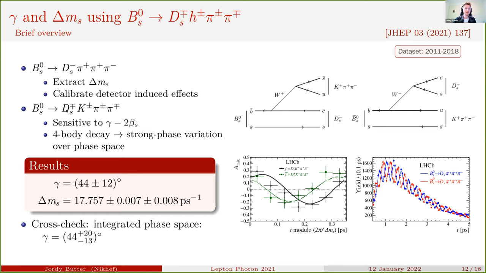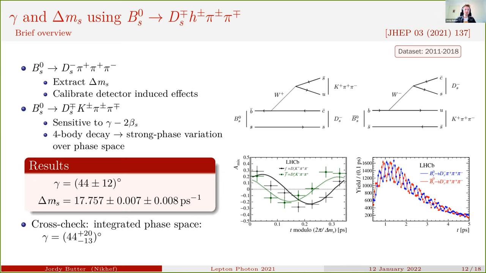This is actually what we use to extract gamma, because it's sensitive to gamma minus 2 beta s. As you can see in the right two diagrams, they both decay to the same final state, and because of Bs mixing, they will interfere with each other. An extra complication is that this is a four-body decay, so there is a strong phase variation across the phase space because of intermediate resonances. If taking this into account, you will get a gamma value of 44, with an uncertainty of 12, and the delta ms value is also shown here.